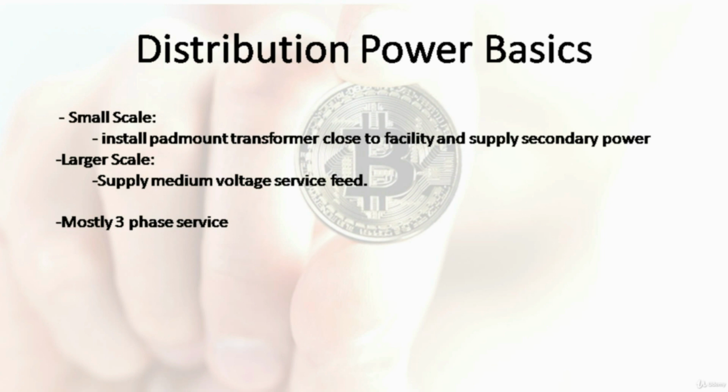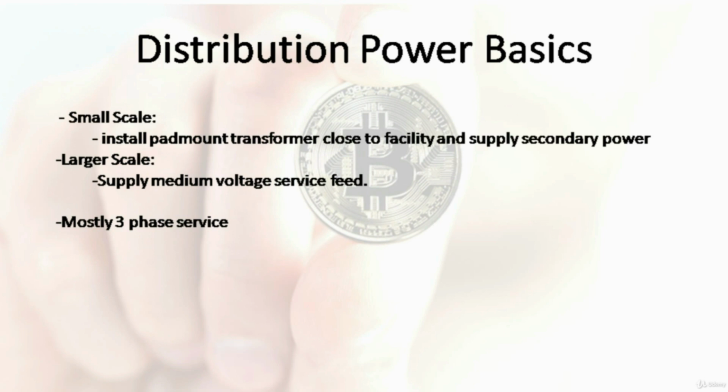Now, after your power requirements reach a certain level, and this varies between utility companies, so I couldn't tell you at what range they will be looking at this configuration, the utility company may simply supply you with a service feed that is of medium voltage. What I mean by medium voltage is from 4 kilovolts to 35 kilovolts. With medium voltage service feeds, you will need to have a step-down transformer within your facility to step it down to secondary voltage levels to meet your equipment needs.